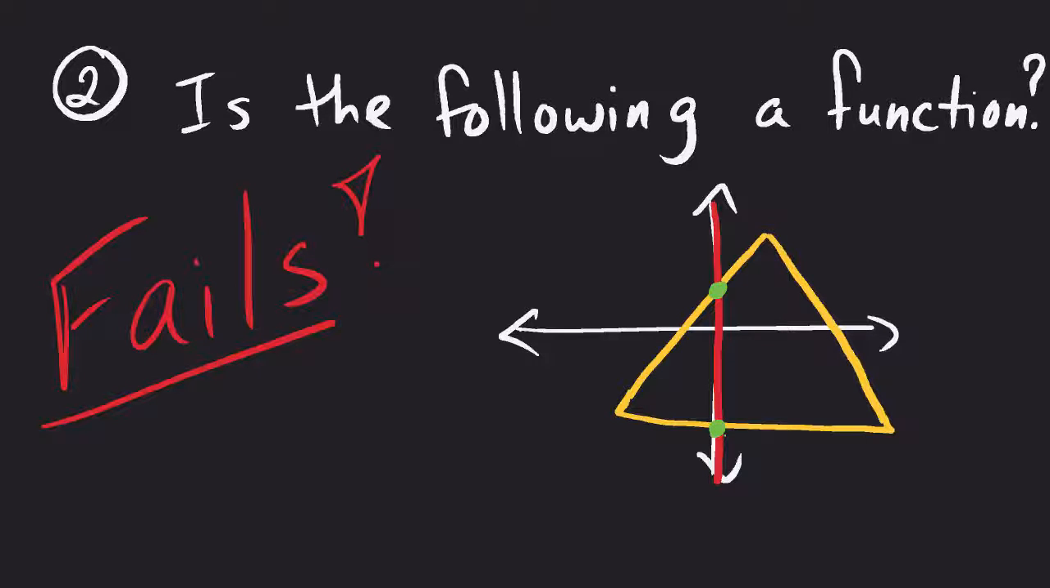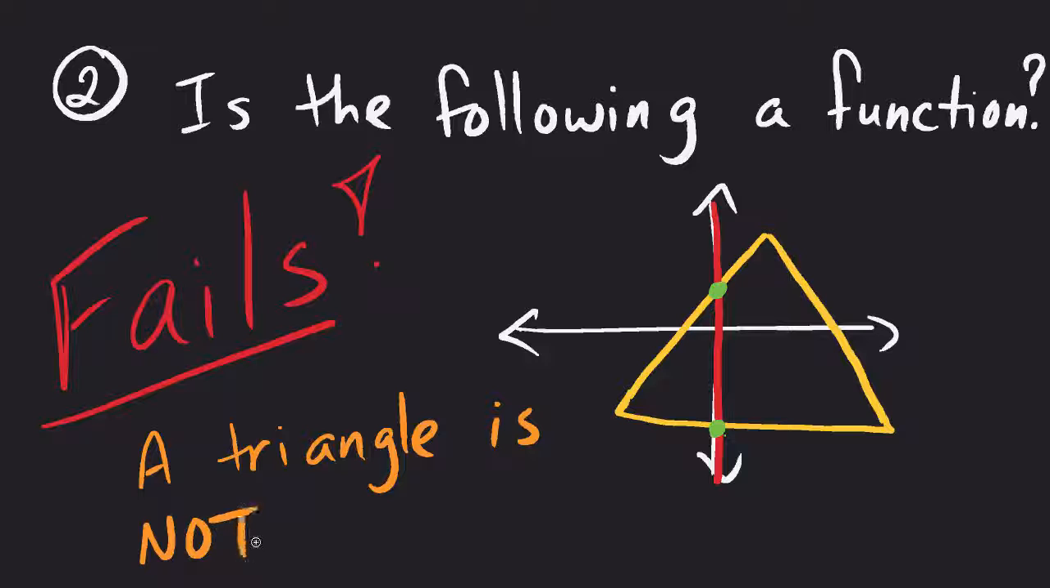So what does that mean? That means that a triangle is not a function. If I was to graph it out, it won't pass that function test. And that's all that vertical line test does, is it allows us to quickly tell whether or not something's a function by telling whether or not it hit it more than once.